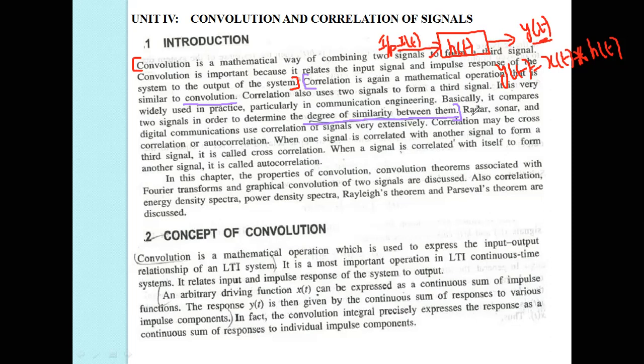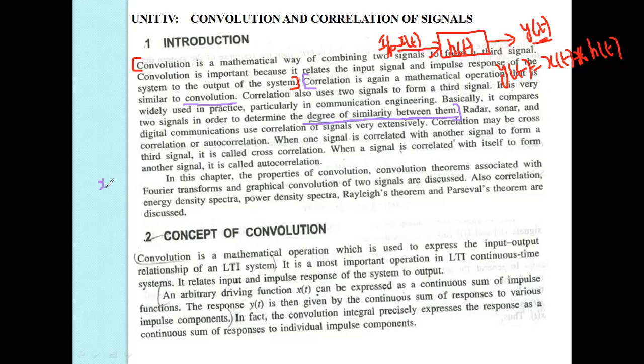Okay. For examples, radar, sonar, and digital communications use correlation of signals very extensively. Correlation may be cross correlation or auto correlation. As per your syllabus from JNTUK, we have only the correlation. There is no convolution, my students. Correlation may be of two types again: cross correlation and auto correlation.